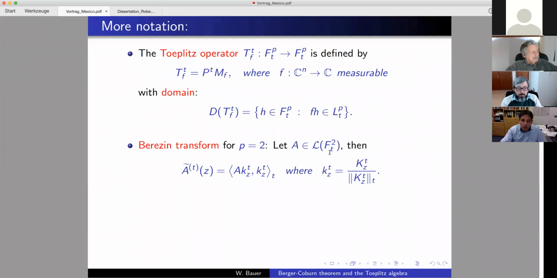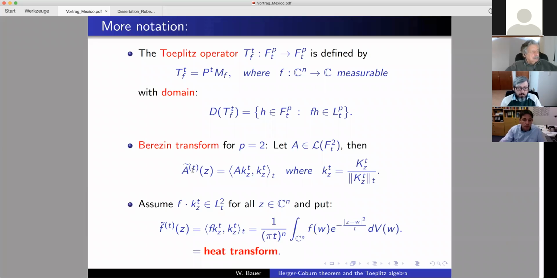So if you have a bounded operator on the 2 Fock space, then this function here, where k_z is the normalized reproducing kernel, gives you a function which is the Berezin transform. And in particular, if I take a Toeplitz operator with a symbol F, and the symbol can be unbounded, but we need that these products here of F times this normalized kernel are still in this L2 space for all z. So under this condition, we can look at the Berezin transform of the Toeplitz operator, which is usually denoted in this way here. And it turns out to be just the heat transform, which is the solution of the heat equation at time t, let's say, with initial data F, and that integral transform here. Okay, these are all well-known things.